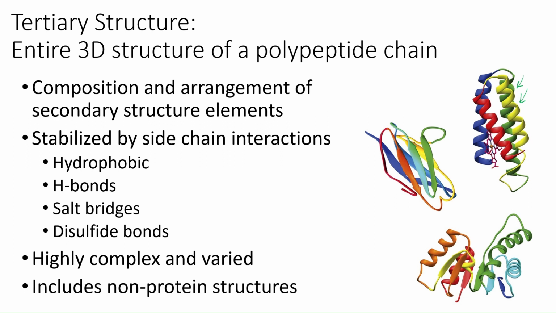And so the tertiary structure can also include non-protein structures. For example, in this picture, we have what looks like a heme group that might be inside of a protein and helping the protein either have its function or keep its shape. And so non-protein structures can be included as part of the tertiary structure.